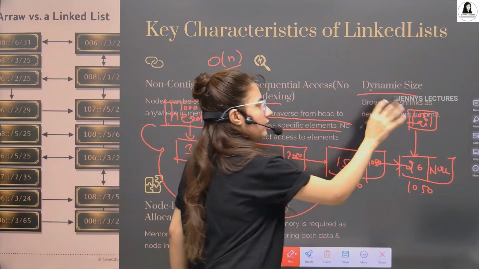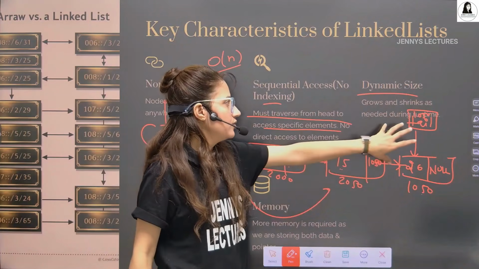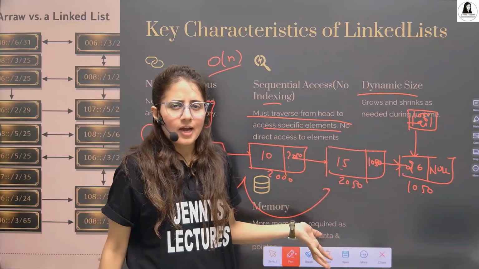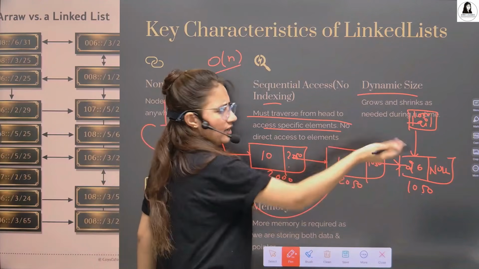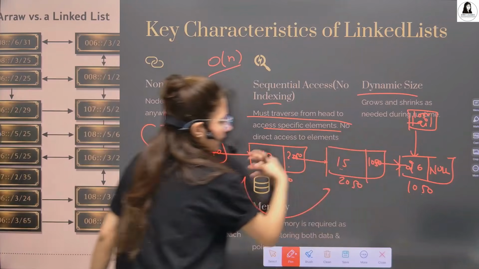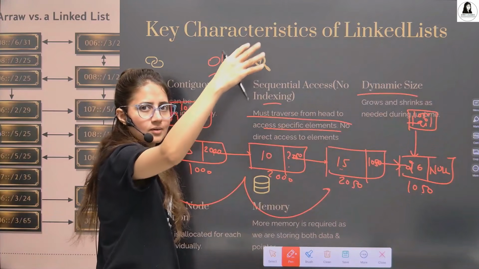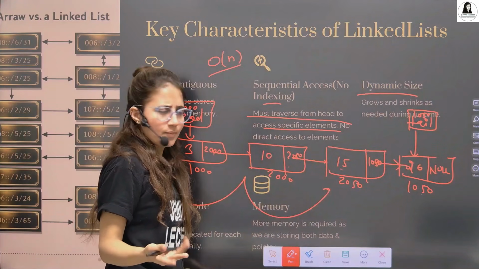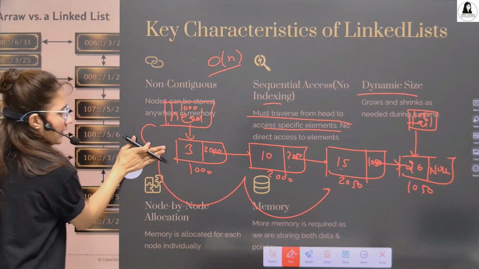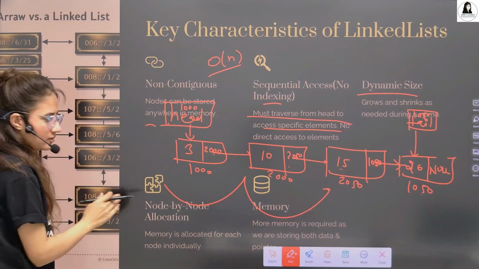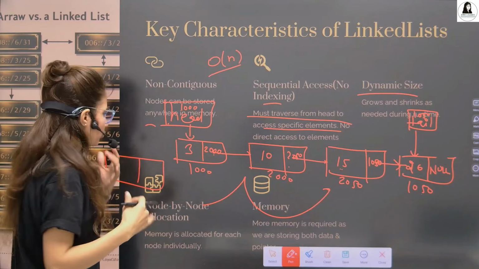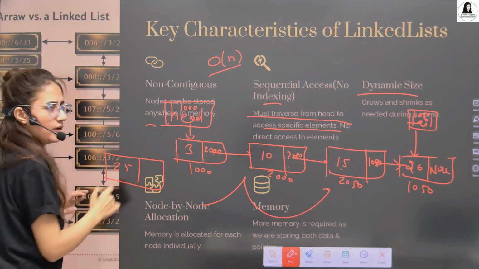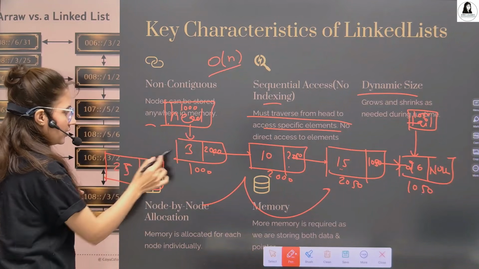Dynamic sizing, okay, it will grow and shrink as needed during runtime. If I want to add another node, simply create a new node; you can add it anywhere: at the beginning, at any position, at the end. No shifting is required. Suppose I want to add here at the start of this linked list. So first create a node. How to create a node? I'll show you, don't worry. So create a node. Suppose here I have 25 and I want to insert this here.